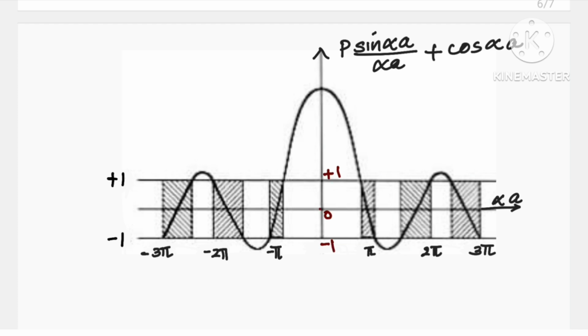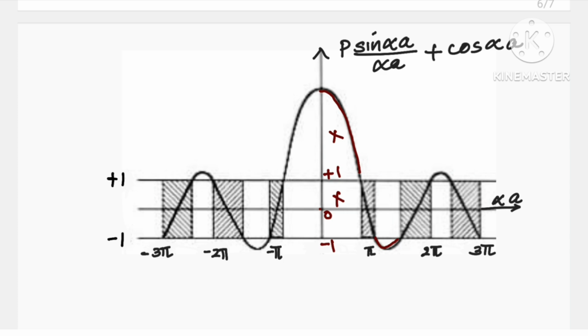While we are drawing the graph, for the y-axis P sin αa by αa, we get this. But the values admissible for energy, the allowed energy, lie only between +1 and -1. Hence the values beyond +1 and -1 are not admissible. That is, this is beyond +1 and this is beyond -1. This is not allowed, hence this region is not admissible and it is called a forbidden band.